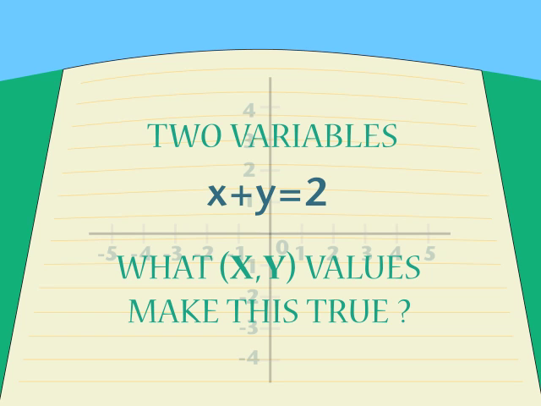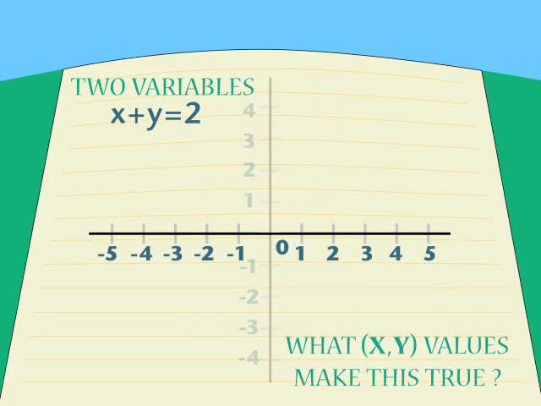A plane that just happens to have a horizontal line to plot one variable and a vertical line to plot the second variable. Let's try some number pairs. X equals 1 and y equals 1 is certainly a correct solution. Substitute to prove that it works.